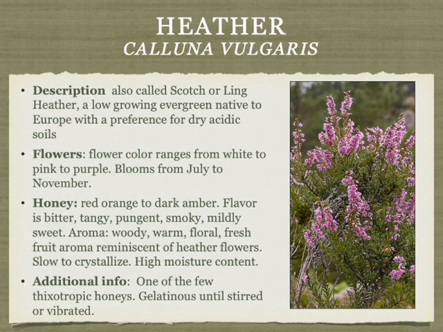Heather. There's two general types of heather. There's the Scotch or ling heather, Calluna vulgaris. It's a very complex honey. Every time I taste it, I pick up more tasting notes that are difficult to put into words. The honey ranges from red, orange to dark amber. Flavor can be bitter, tangy, pungent, smoky, mildly sweet, warm floral, fresh fruit aroma. It's slow to crystallize and often has a high moisture content.